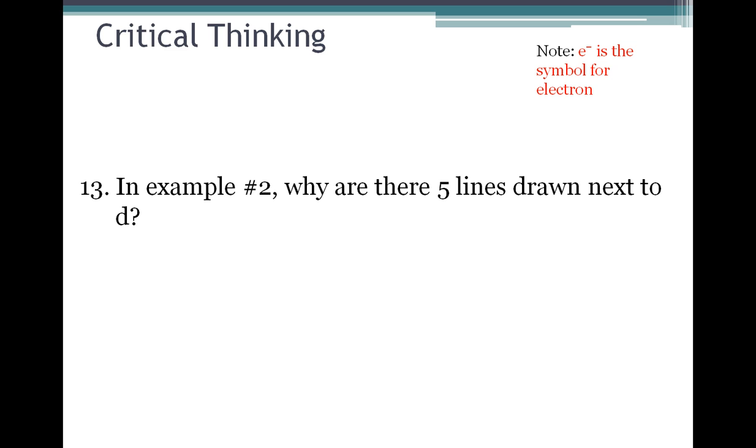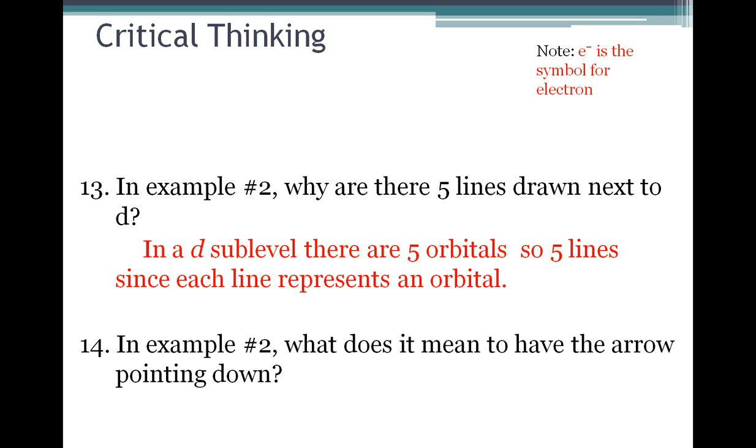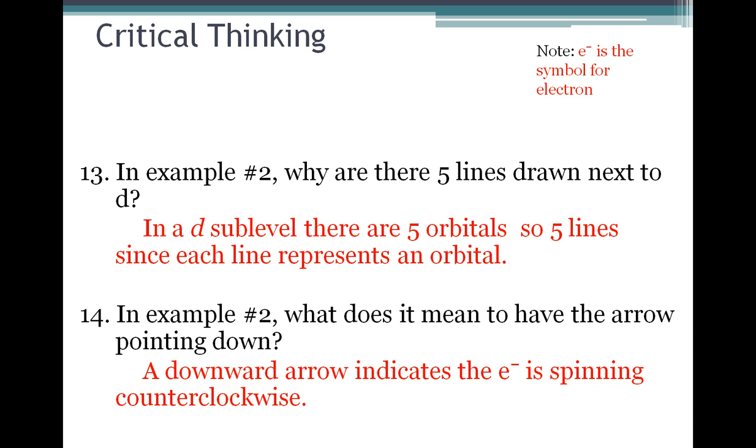For number 13, in example number 2, why are there 5 lines drawn next to d? It is because in a d sublevel there are 5 orbitals, so 5 lines, since each line represents an orbital. And then also, what does it mean to have the arrow pointing down? It means it's going counterclockwise.